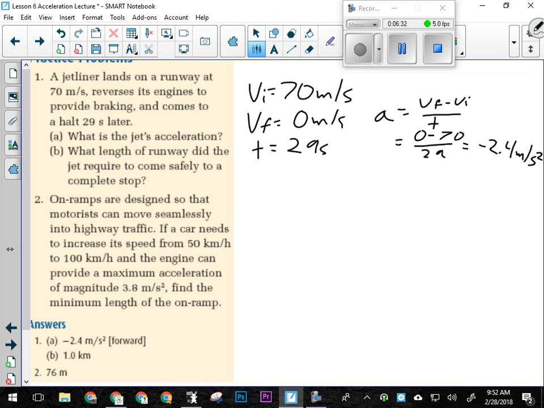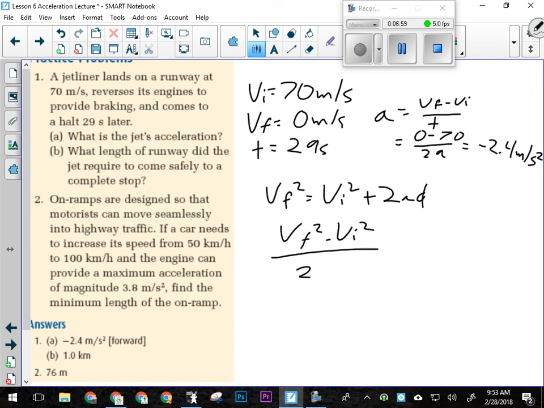There's my acceleration. Now that I have acceleration, I can use any formula I want to calculate the length of runway that would be required. I'm going to use this one, because I now have A, I just calculated it, and I have the two speeds they were given to me. So I'm going to manipulate for D, so that'll be subtract VI squared, so VF squared minus VI squared, divided by 2A equals D, so 0 minus 70 squared divided by 2 times the negative 2.4.